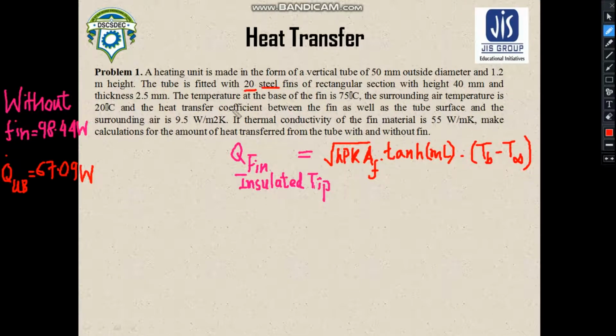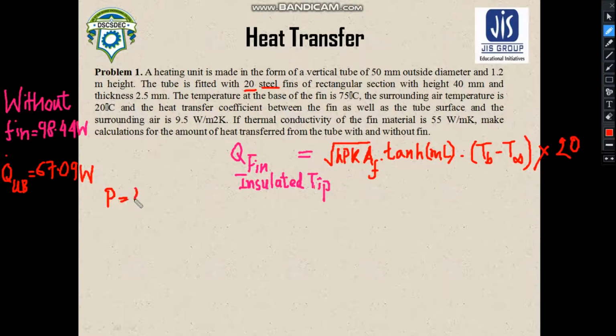Now the question is, we know this formula, we have already derived this formula for fins when the tip is insulated. This is the formula to calculate the heat transfer rate. Now for 20 fins we need to multiply it by 20. Very simple thing. Now try to find out what information is not available to us. We know h, we don't know perimeter. So perimeter is unknown to us.